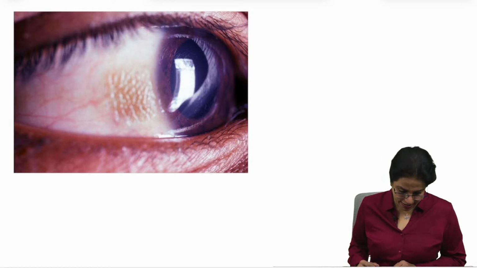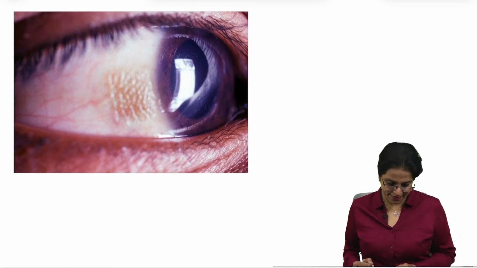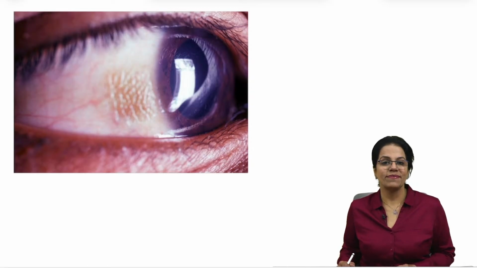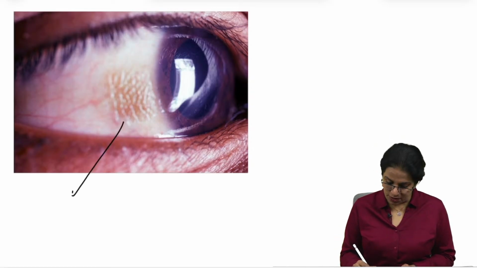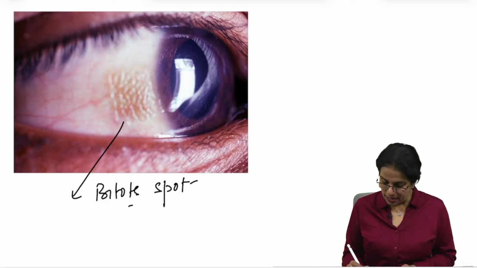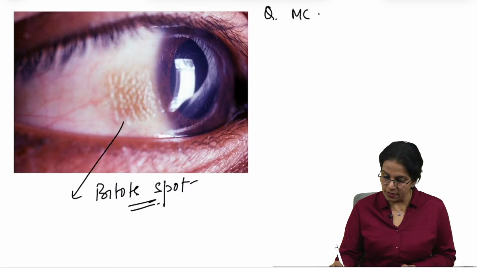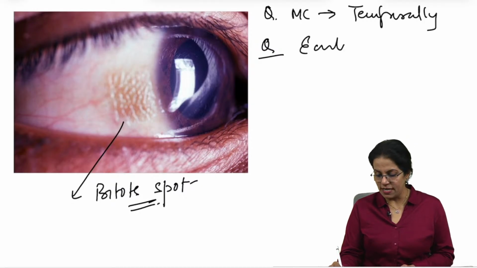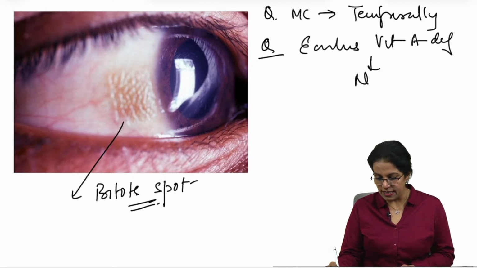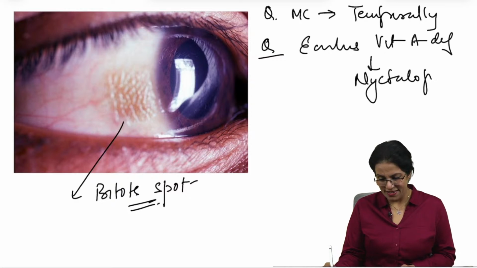We come to this slide. What is this? Bitot spot. We have to know about xerophthalmia, an important topic. For Bitot spot, the first question: it is more common temporally. Okay, then another question on vitamin A deficiency. The earliest feature of vitamin A deficiency, you should answer, is night blindness, that is nyctalopia.